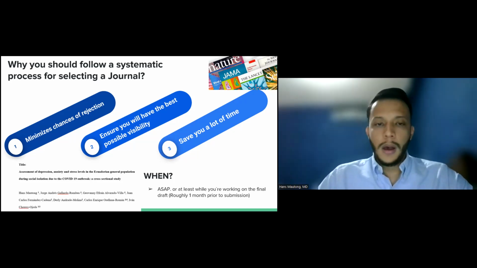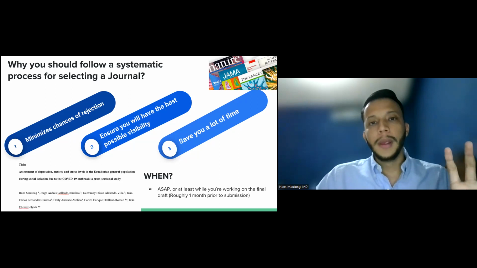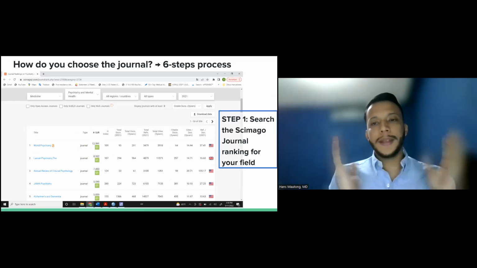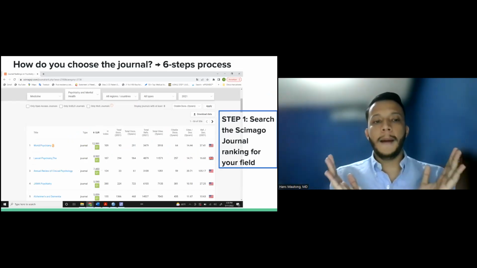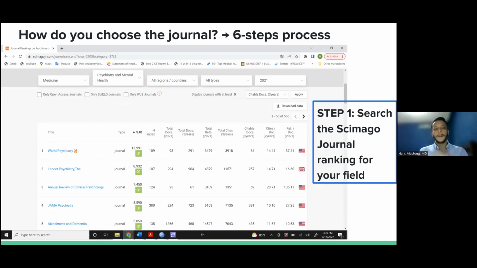Okay, so this is our paper, and I will walk you through the 6-step process that I usually do with my research group and myself to try to select a journal. I will disclose that this is not a bulletproof process. It will certainly have some flaws, something that we can improve, but it's pretty solid, and it can provide you a lot of handy tools to use.